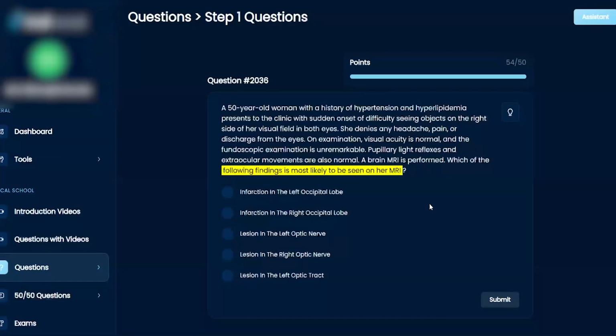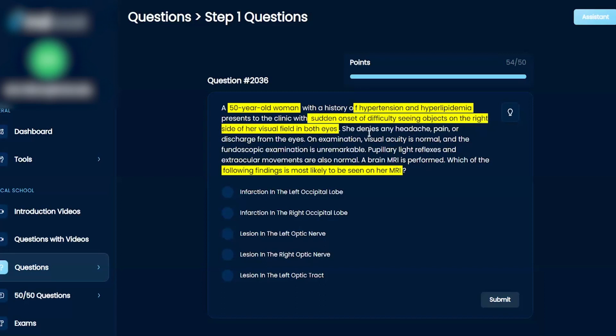Okay, we've got a 50-year-old woman with a history of hypertension and hyperlipidemia who presents to the clinic with a sudden onset difficulty seeing objects on the right side of her visual field in both eyes. She denies any headache, pain, or discharge from her eyes. Visual acuity is normal, and the fundoscopic exam is unremarkable. Pupillary light reflexes and extraocular movements are also normal, and then they perform the brain MRI.